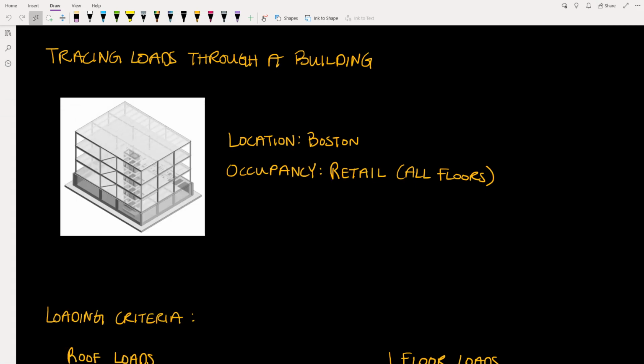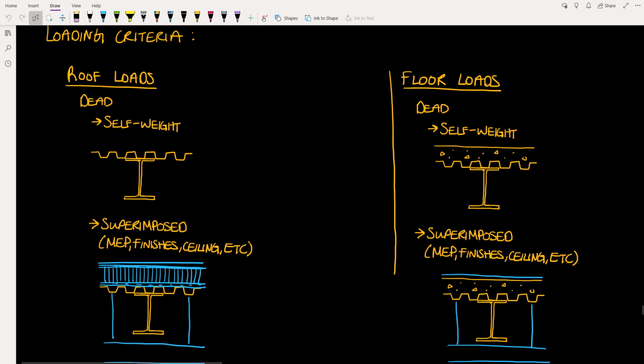And we are going to, as I said, take down some loads for a typical roof beam, typical roof girder, and a typical column. For the sake of this example, we will say that the building is located in Boston and that the occupancy is retail on all floors. So let's get started with laying out the loading criteria for this building. And this is the information that would be placed on the general notes page, the first page of the structural set. So let's start with the roof loads.